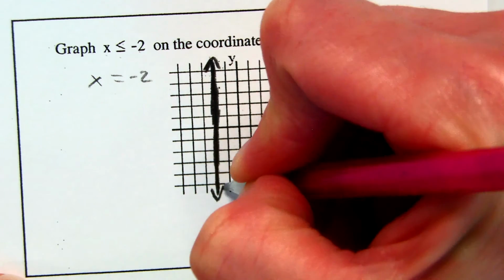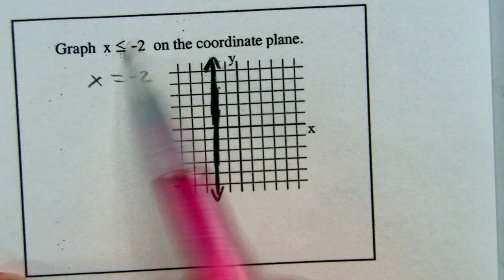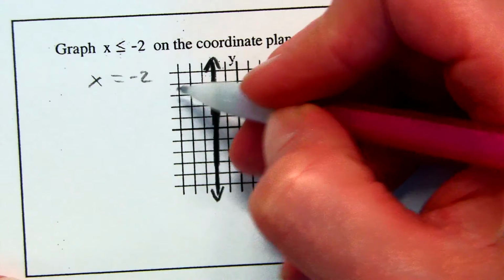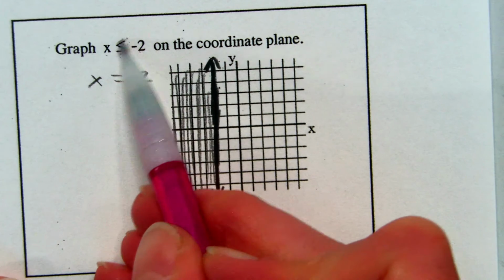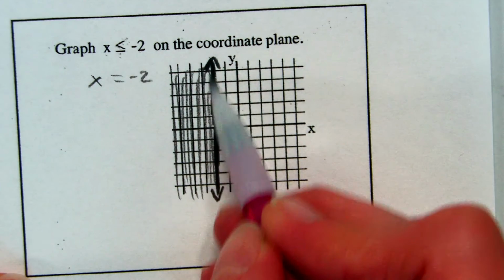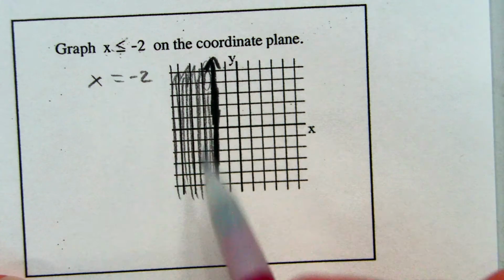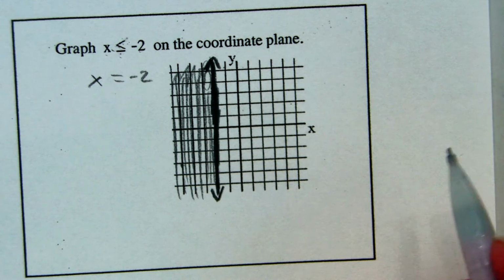And the numbers that are less than -2 are to the left. So on the x ones, this less than, greater than actually will point you in the direction you want to shade. If it points to the left, you shade to the left. If it points to the right, shade to the right.